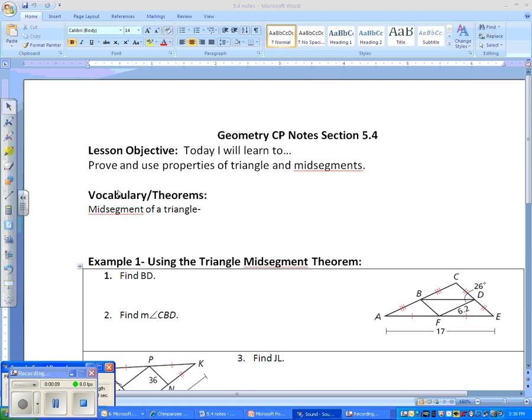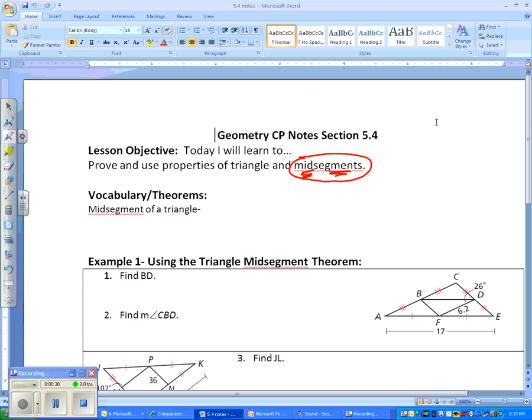So, all right, today we're going to start with 5.4 notes, the last notes, and today we're going to prove and use properties of triangles and their midsegments. So, firstly, we need to figure out what the heck a midsegment is. Mid kind of sounds like middle, and segment, we know that's a part of a line.